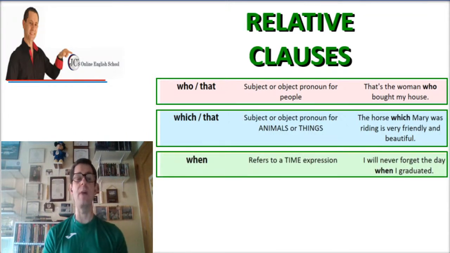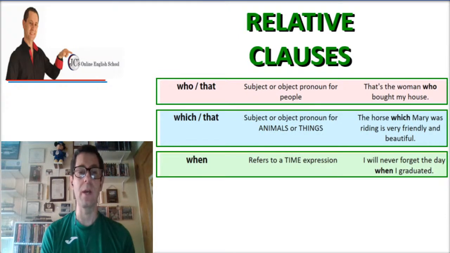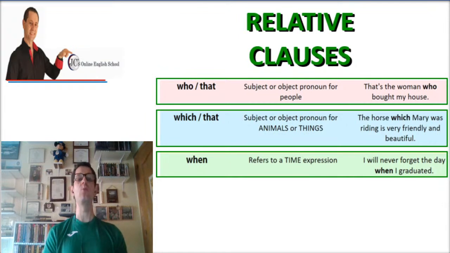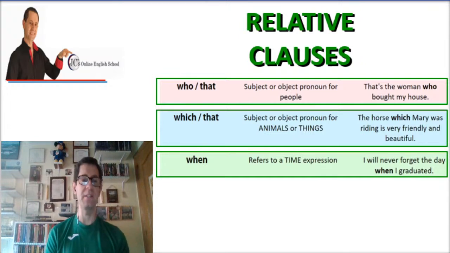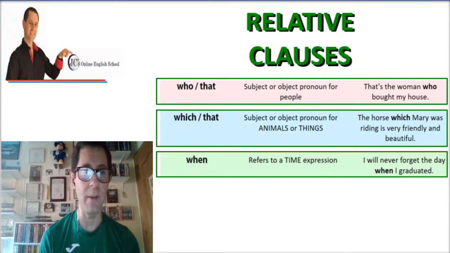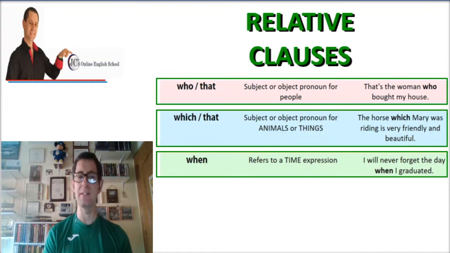Okay, we can also have when. This one is easier. It refers to a time expression. You can say, for instance, I will never forget the day when I graduated. In fact, I will never forget December 12th, 1992, when I graduated in computer science at the University of Central Florida in America. Yes, sir. I'll never forget it for as long as I shall live.